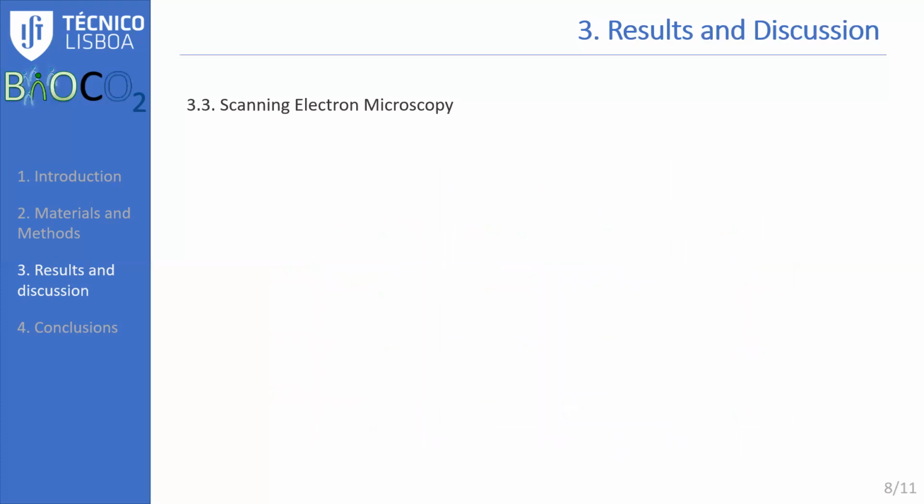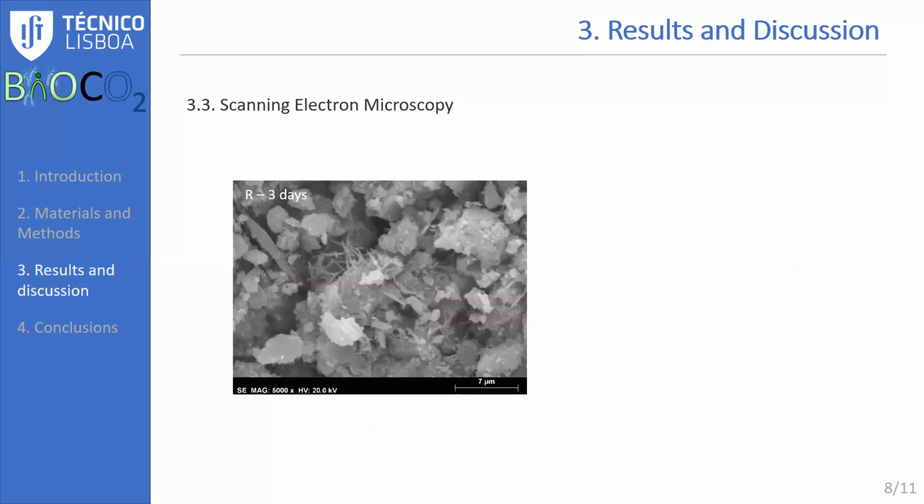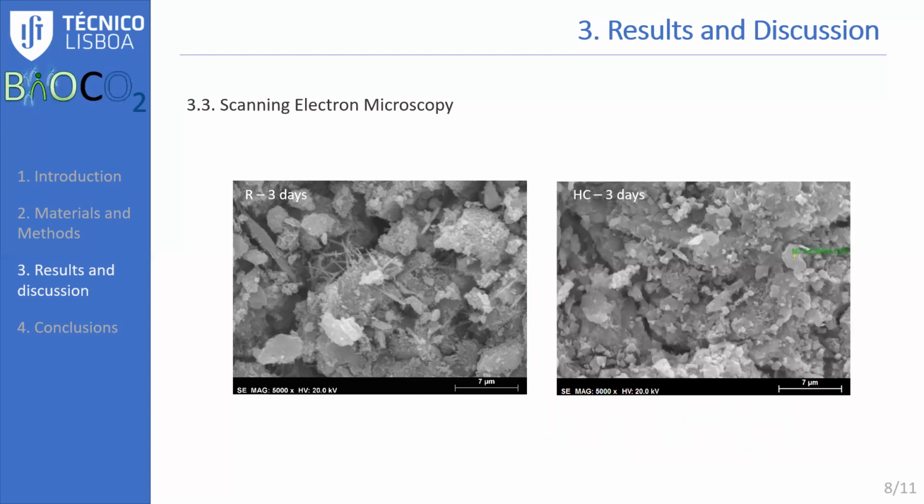For scanning electron microscopy, only the reference sample and the high carbonated sample were tested for the curing age of 3 days. For the reference sample, there is a presence of cement hydration products with a bigger dimension, on average, than the high carbonated sample. There is also a presence of needle structures, presumably ettringite. For the high carbonated sample, the presence of these needle structures was also detected, but in a lower amount, and calcium carbonate compounds were also identified using EDS.